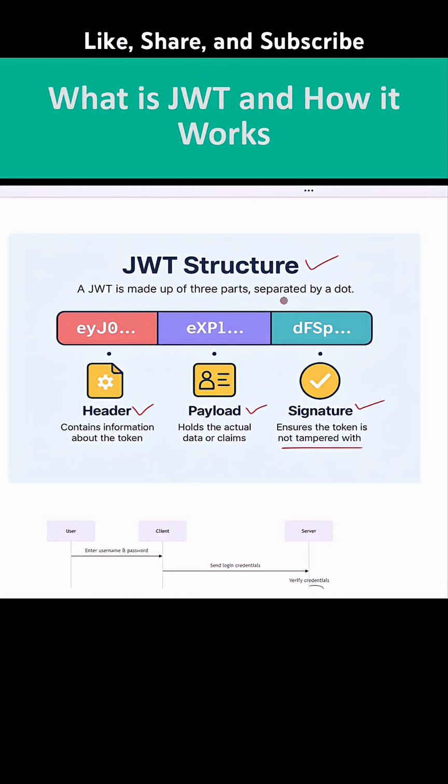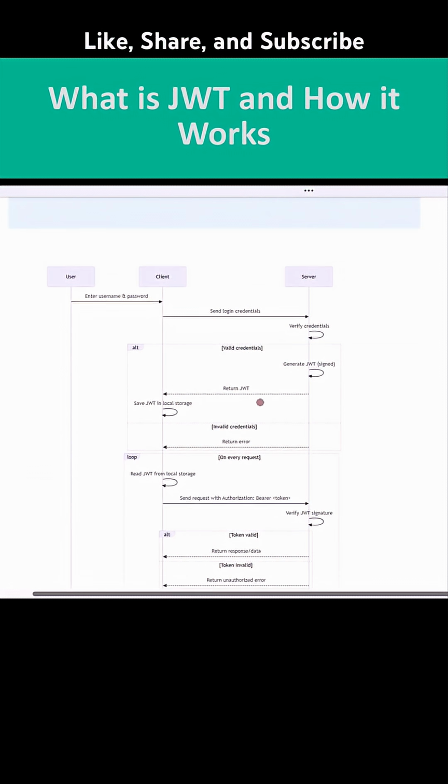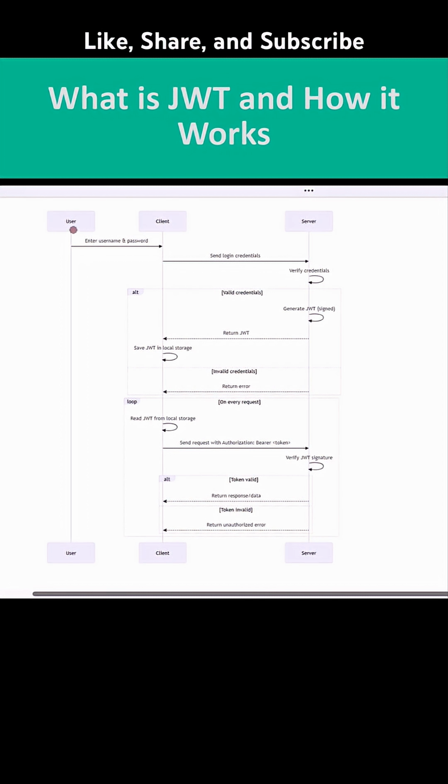Let's walk through how JWT works step by step. First, the user enters their login credentials, typically a username and password. The server verifies those credentials, and if they're correct, it generates a JWT. That token contains some basic user information and is signed using the server's secret key. Next, the server sends the token back to the client, and the client stores it, usually in the browser's local storage or in a secure cookie.